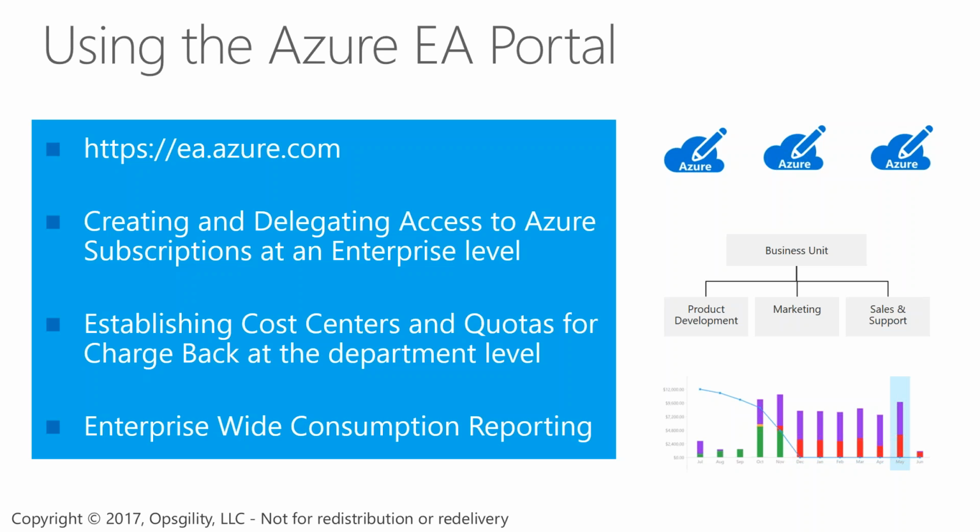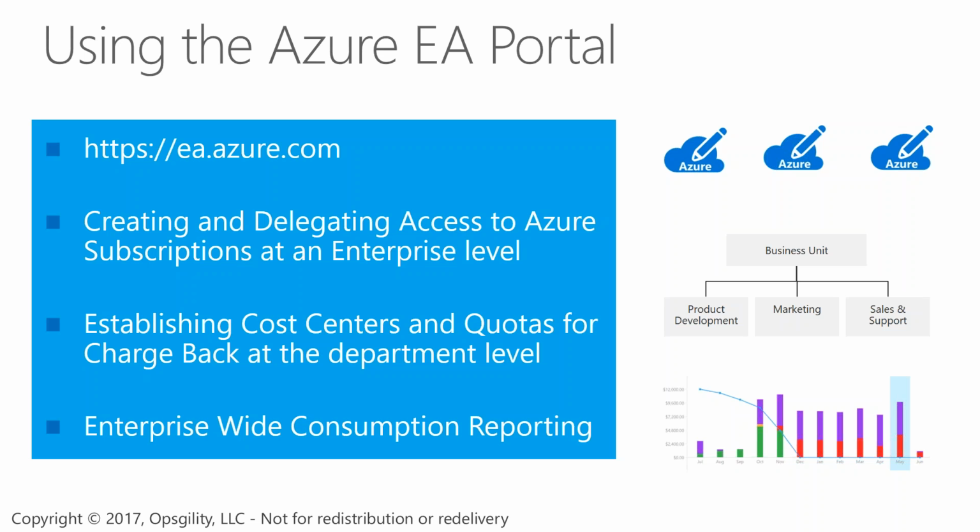The EA portal enables us to define a structure within the portal for our business units. They're called departments within the EA portal. And we can really build out a hierarchy of departments that matches the organization. And subscriptions can be created within those departments. And then we can also establish administrators who can manage those subscription resources and can also track their spending, because quotas can be established as well within the Azure EA portal.